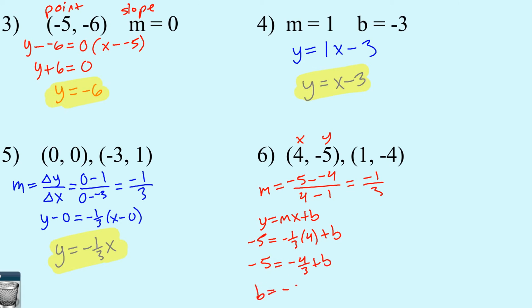So b, we just need to take negative 5 and add 4/3. Remember your fractions. Negative 15 over 3 plus 4/3, negative 11/3. So that's my b. That's my slope. Y equals negative 1/3 x minus 11/3. Okay? If you want me to do that in class, feel free to come and ask me. Okay?